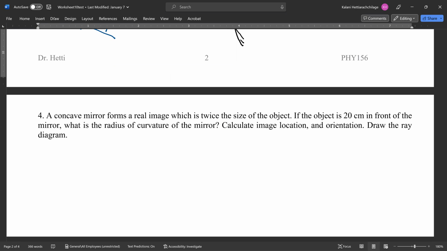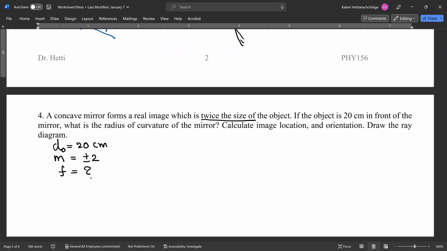So what is given? Read the question very carefully. D naught is 20 centimeters. In addition to that, it says the magnification is twice, right? But it did not say twice the size of the image. It did not say whether it is positive or negative. I don't know yet which one is correct. And then what I need to find is R. To find R, I need to find the F first.